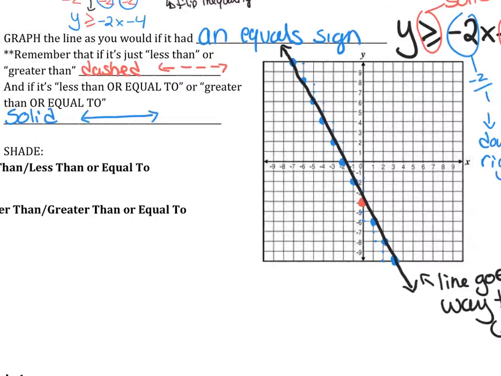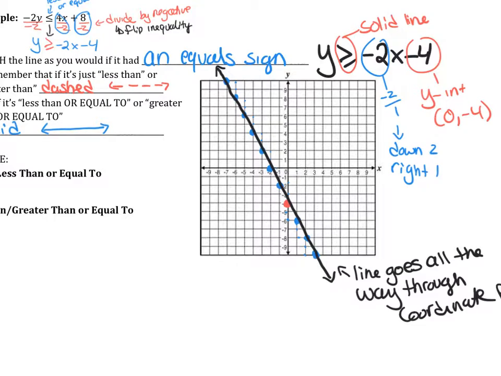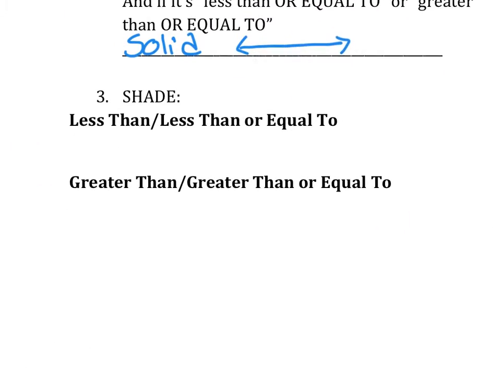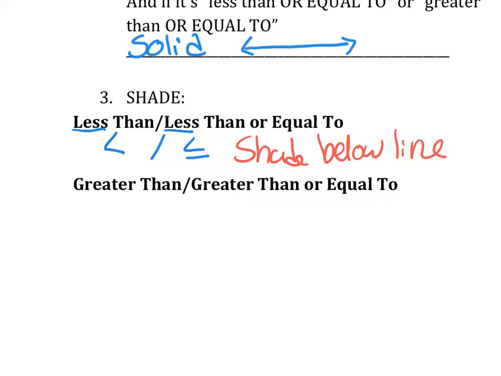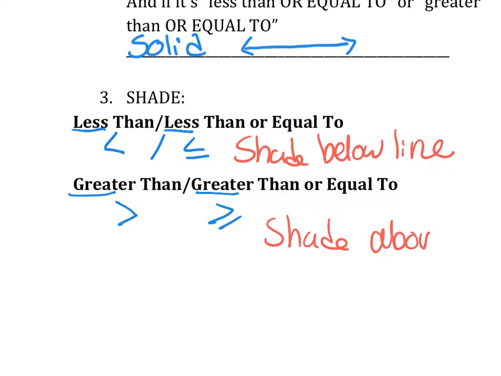So the direction of the line you're going to shade is either going to be above the line or below the line, and that just depends on the inequality sign. So if we have a less than sign or a less than or equal to sign, so one of these or one of these, so it's less than, you would shade below the line. And then if it's greater than or equal to, you shade above the line. Okay, so less than, below, greater than, above.